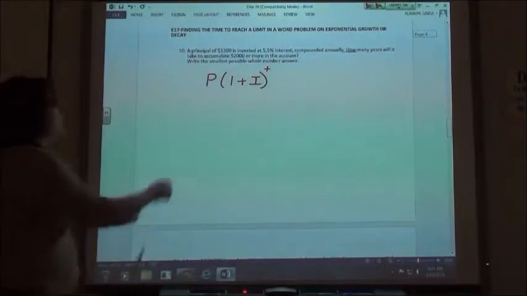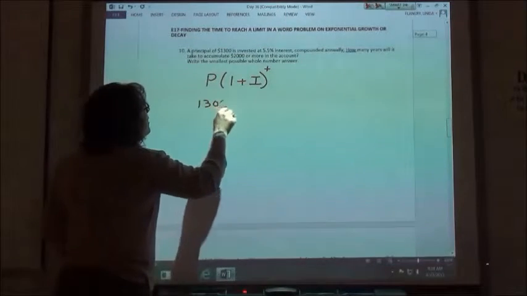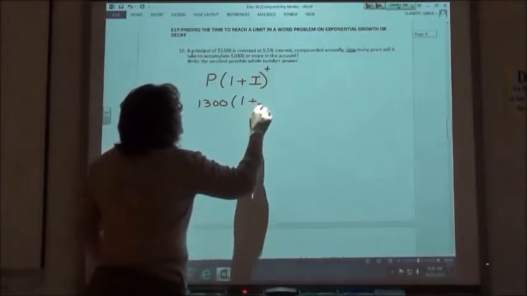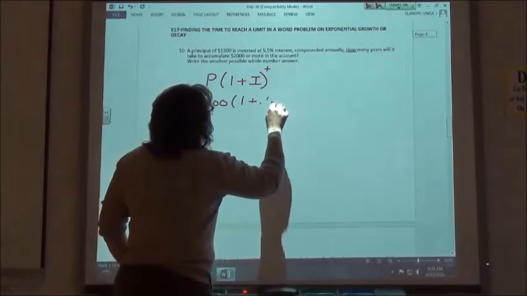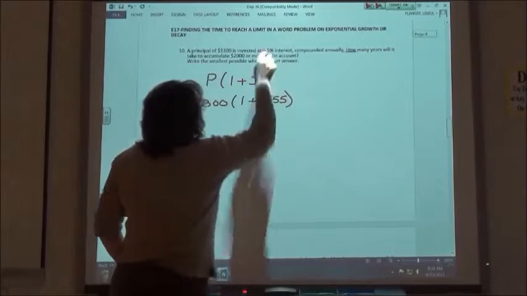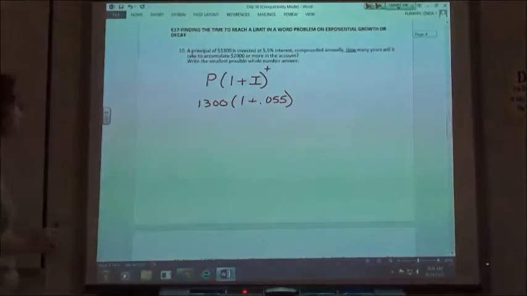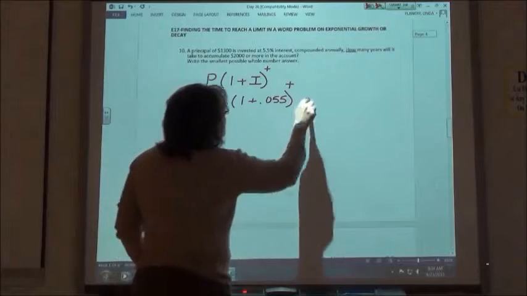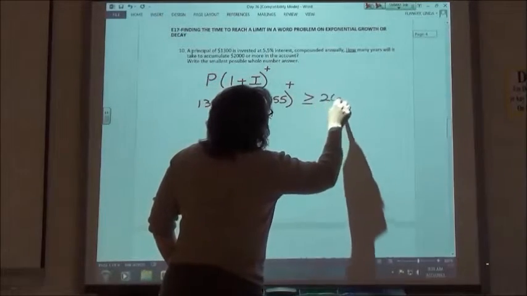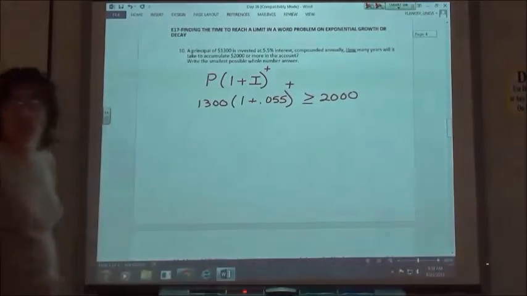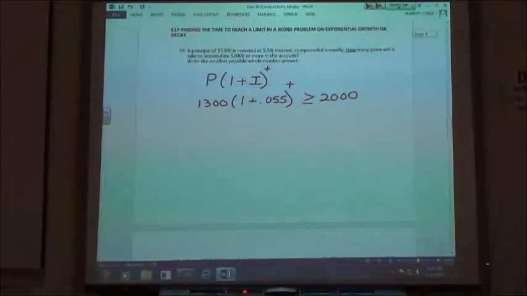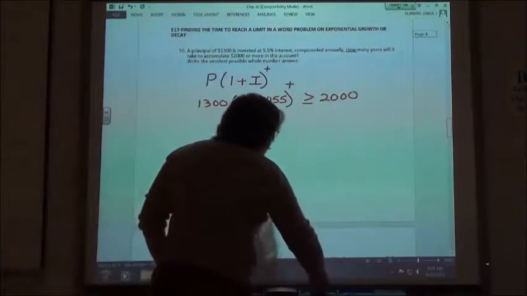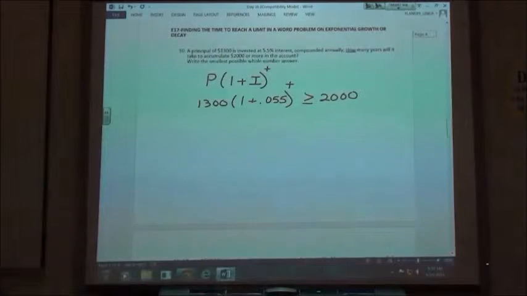So in this case, we're starting with a principal of $1,300. We're going to have 1 plus 0.055 because our interest rate is 5.5%. We're trying to find the time it's going to take to accumulate or be $2,000 or more. So be greater than or equal to $2,000. So our equation is going to look something sort of like that. We want to solve this for t.